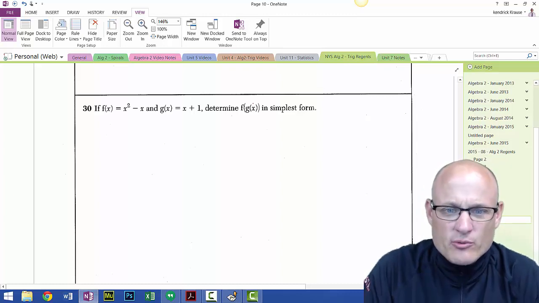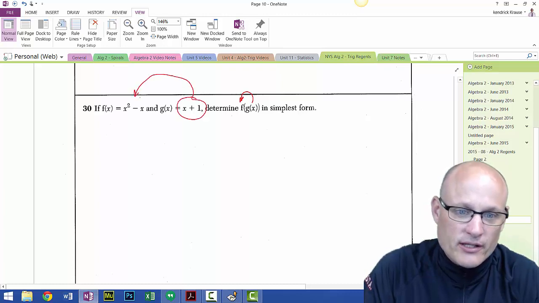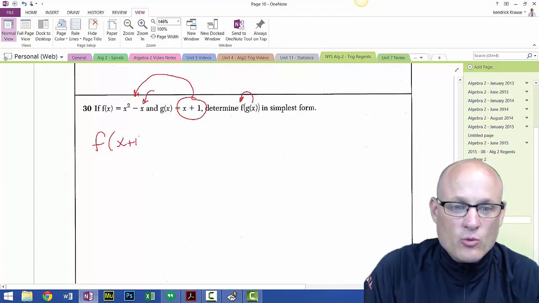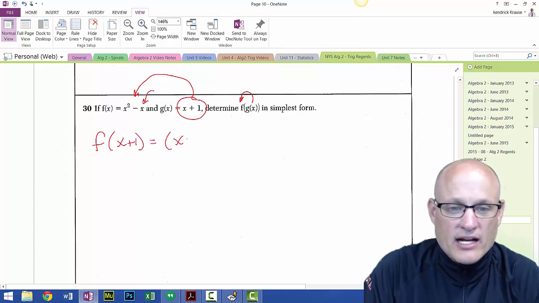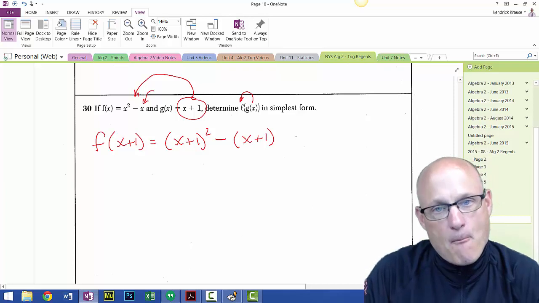So what we do is we take g of x and we plug it into f of x. Well, this is g of x, and we're going to plug it in for x here. So f of x plus 1, because we plugged that in, is equal to (x plus 1) squared minus (x plus 1). Notice I'm using parentheses. You did too, MC.